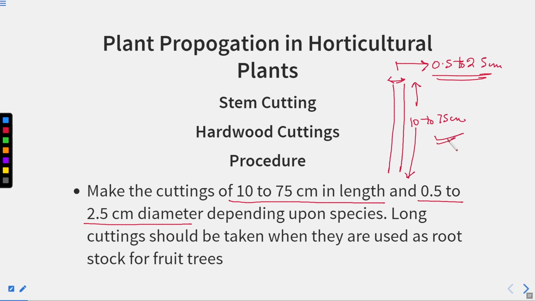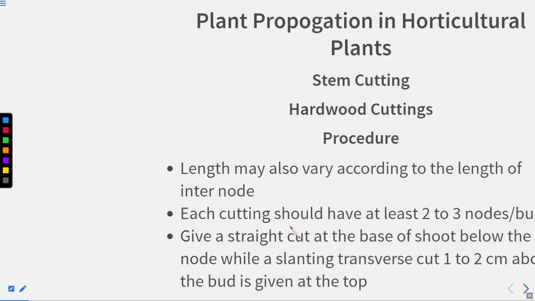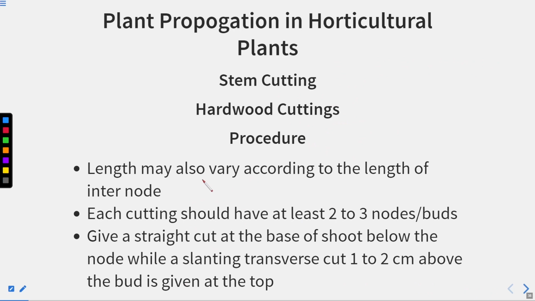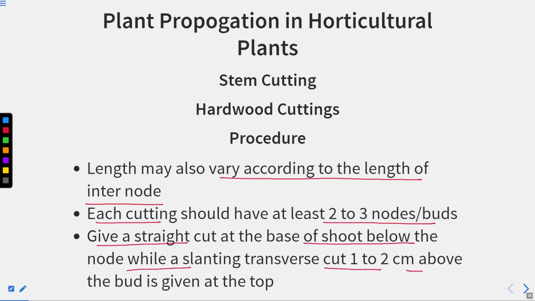Long cuttings should be taken when they are used as rootstock for fruit trees. Length may also vary according to the length of the internode. Each cutting should have at least 2 to 3 node buds. Give a straight cut at the base of the shoot below the node, while a slanting transverse cut 1 to 2 centimeter above the bud is given at the top.